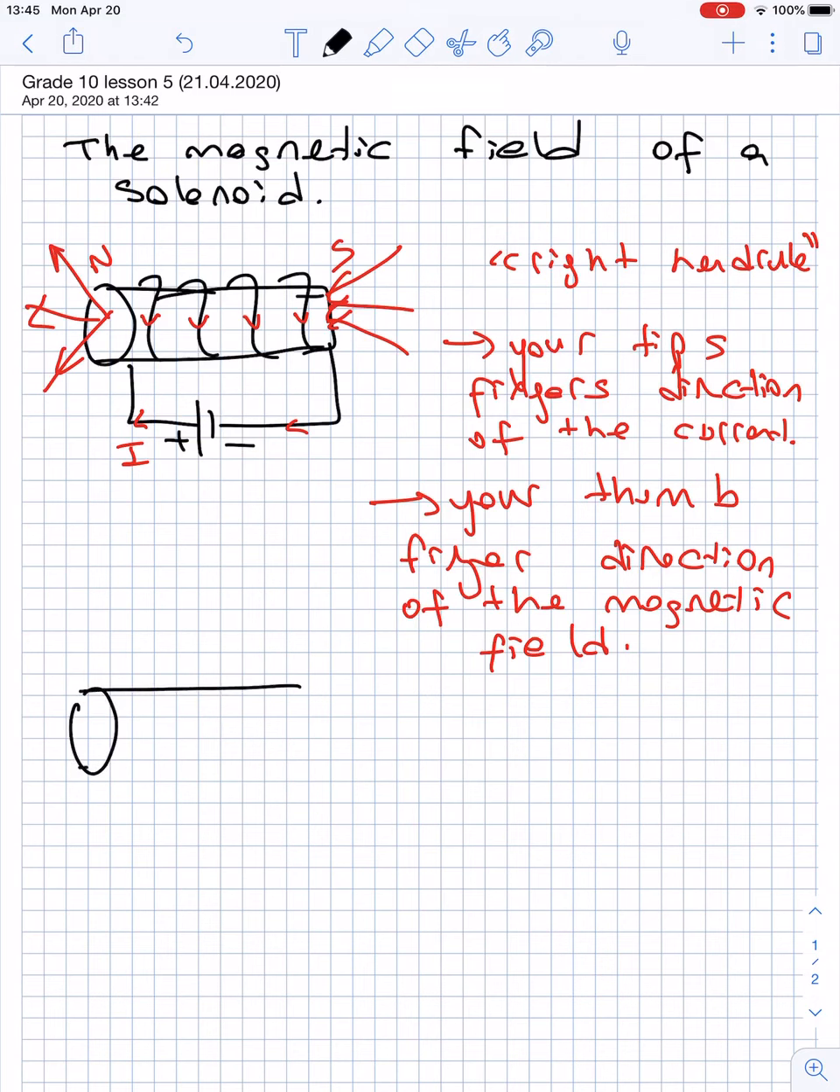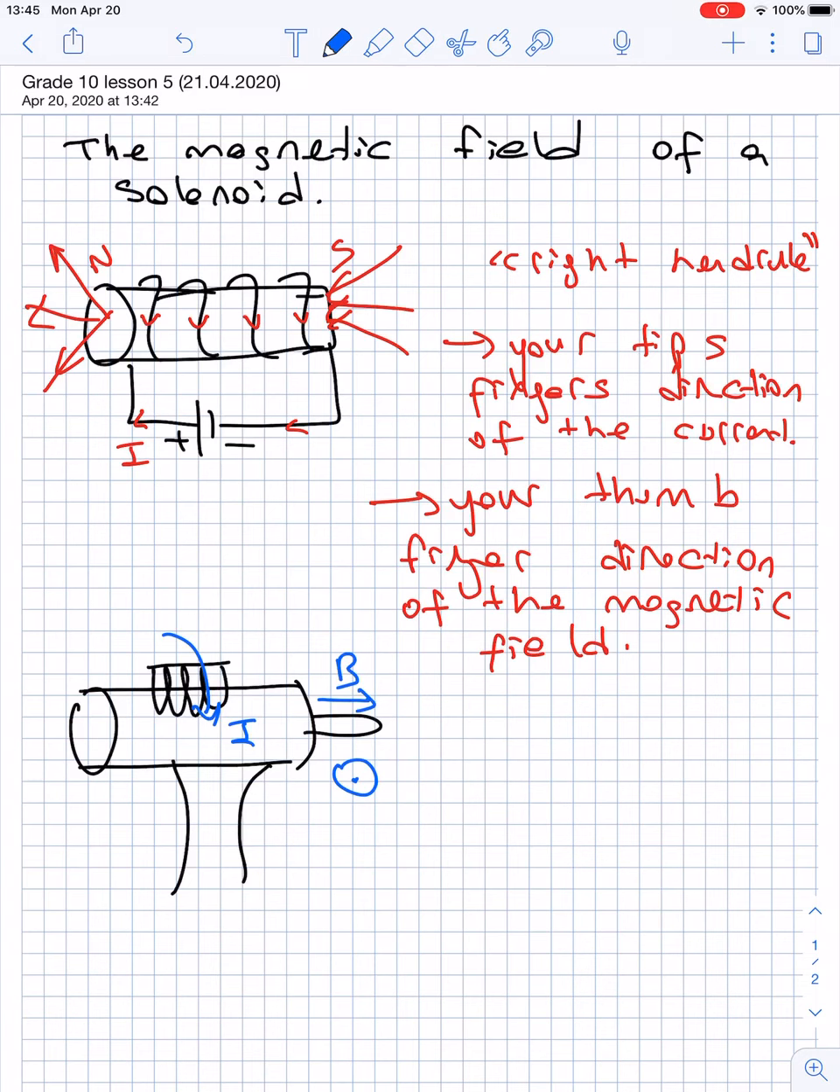Okay, how can we use our right hand rule on the solenoid? This is the solenoid, these are my fingertips, and this is my thumb, my right hand. My thumb always shows the direction of the magnetic field. My other fingertips follow the current, which is going down. This is my current direction. My thumb points out of the solenoid, in the direction like this.